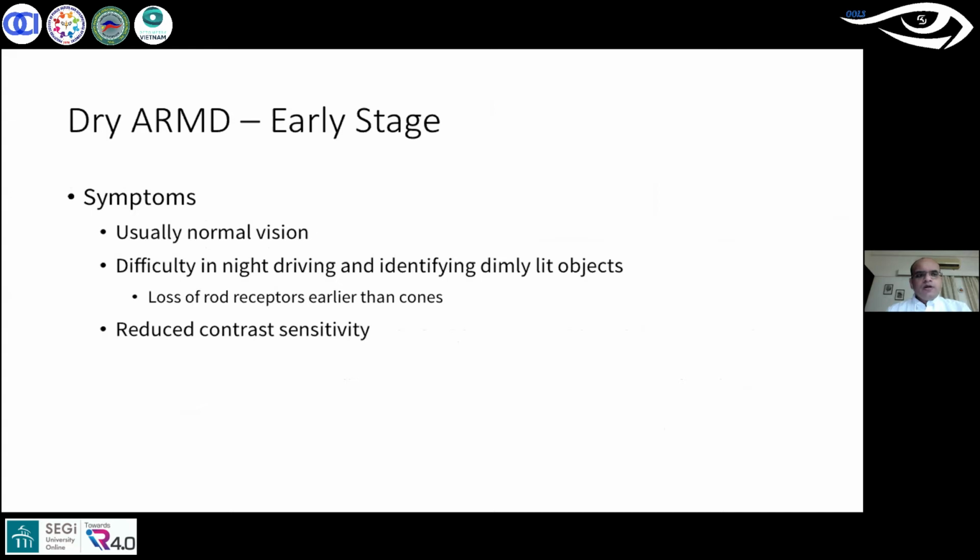Now, what is important here to note is that a lot of these patients are above the age of 60, and as a result may have other ophthalmic comorbidities like a reduced tear film. They may have some degree of cataract. So it's very difficult to pinpoint an exact cause of the reduction in contrast, the reduction in night driving vision, etc. But yes, dry ARMD may cause these symptoms.